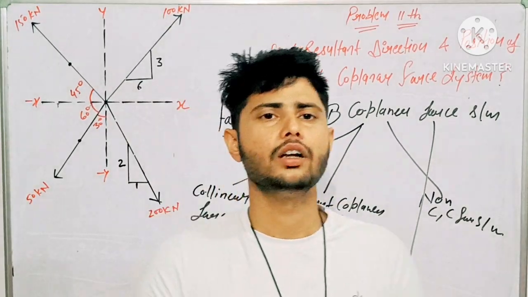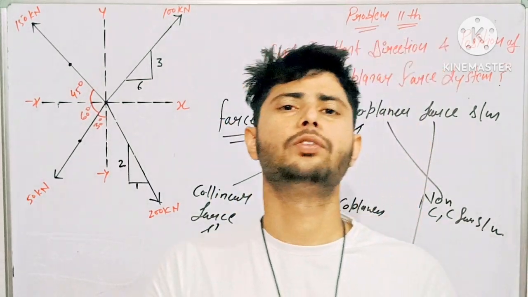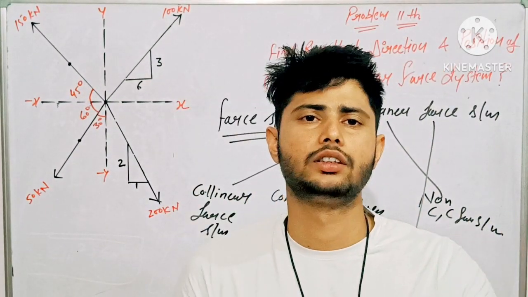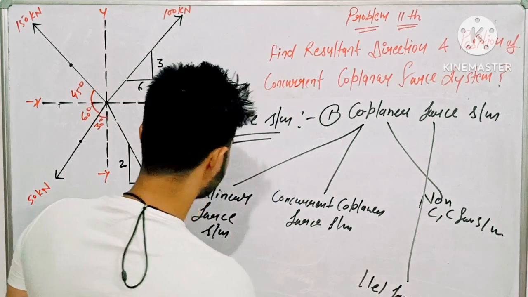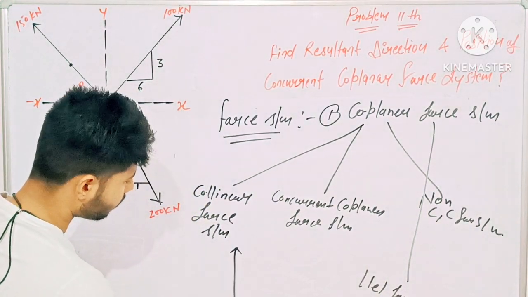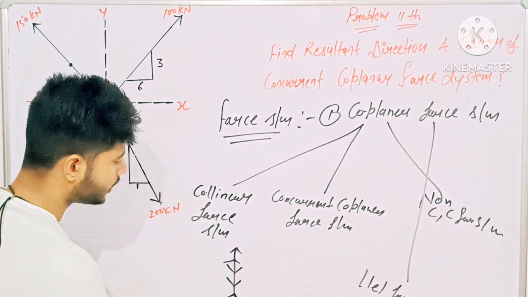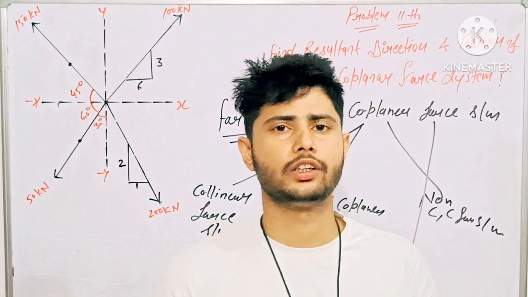Now what is collinear force system? When all the forces remain on a single axis, then that force system is known as collinear force system. Watch carefully, this is your single axis, all the forces lie on a single axis and collide with each other, then that force system is known as collinear force system.